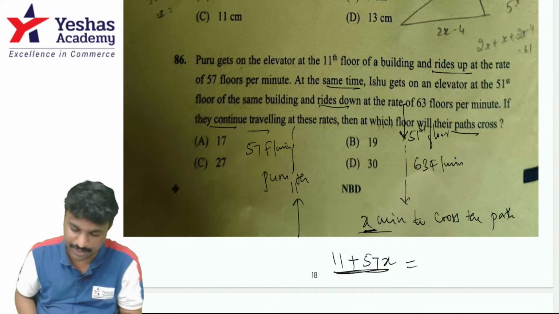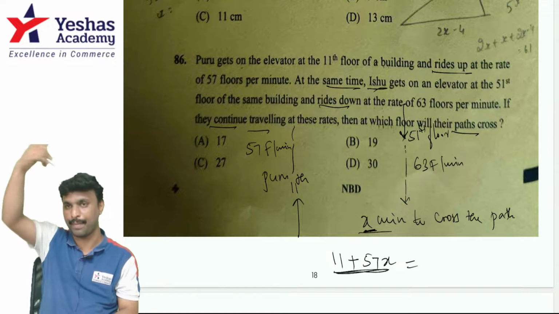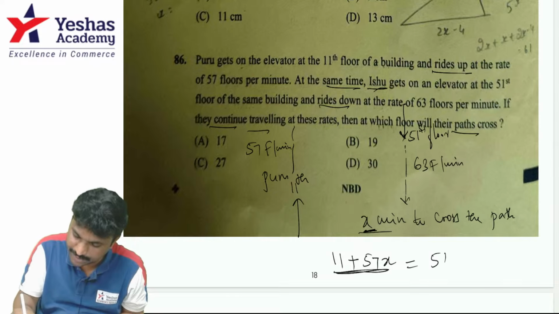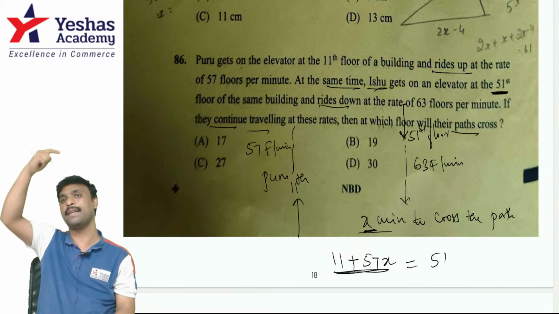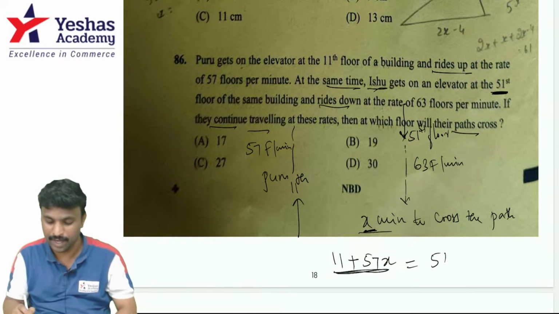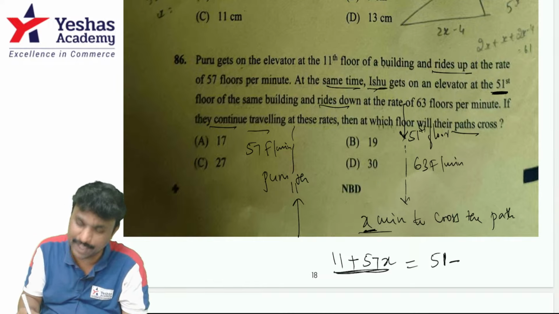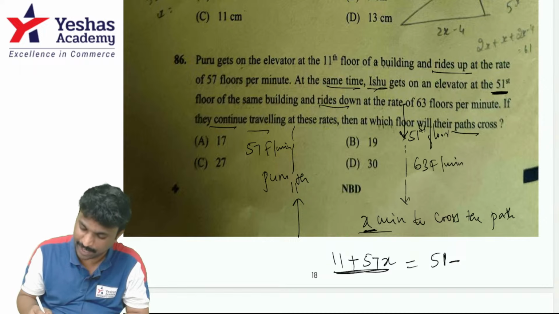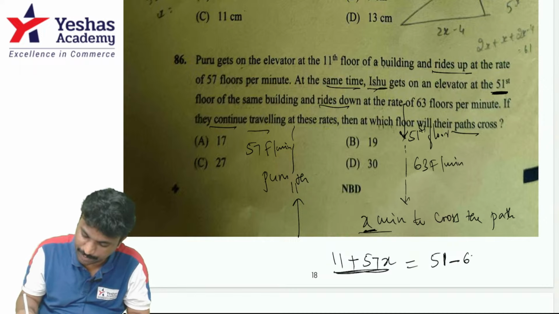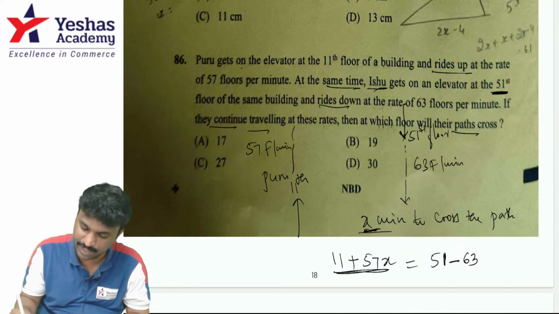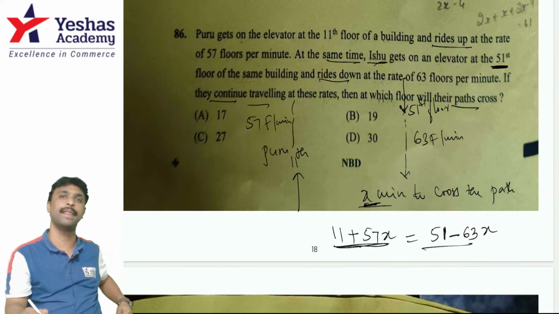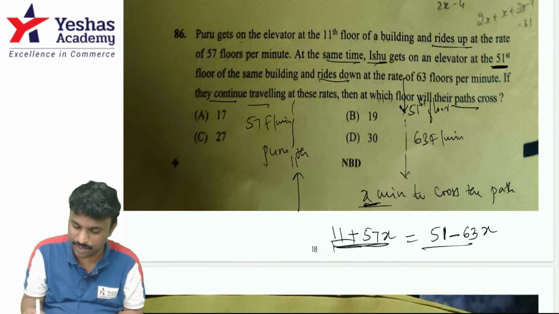What about the other person, Issue? So Issue is coming down. So it is 51, sorry, it is 51 because he's getting in on the 51st floor, right? 51. So I have to do minus because he's coming down. So what's the speed of Issue's elevator? It is 63 floors per minute. How many minutes have I taken? x. So these two should be same, the floor number. All right, this is the floor number.